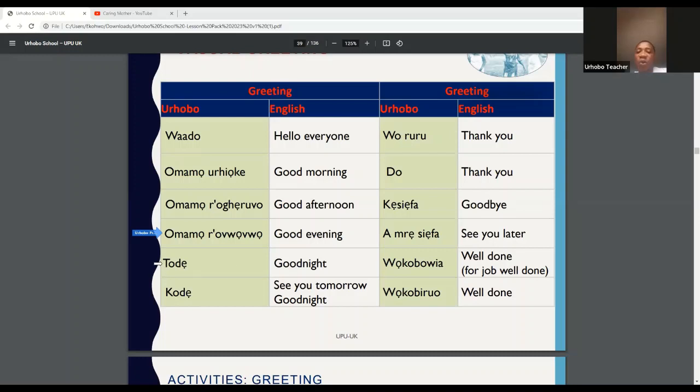And then the next word there is tode. Tode is good night, just good night. Tode, may you reach tomorrow. Good night.